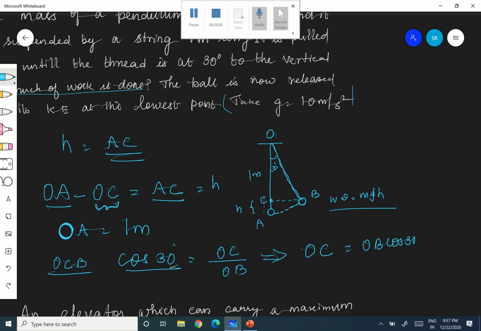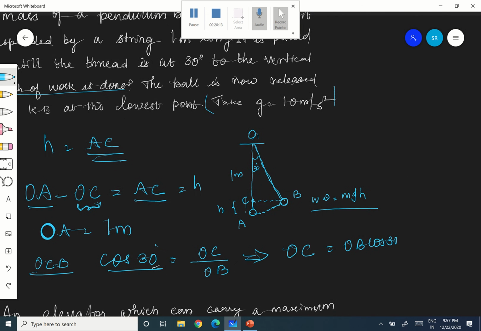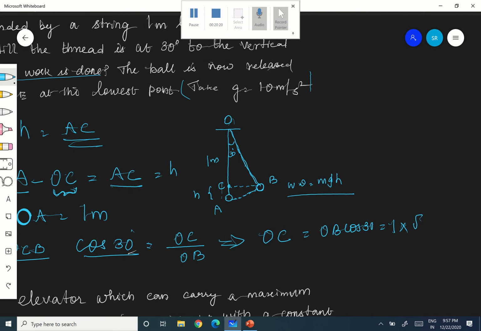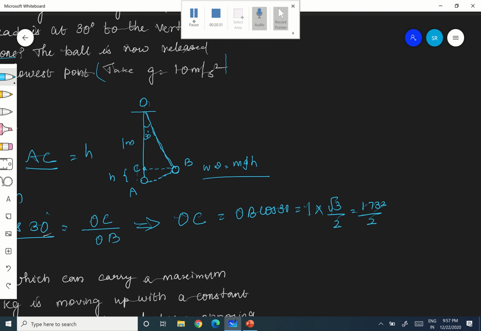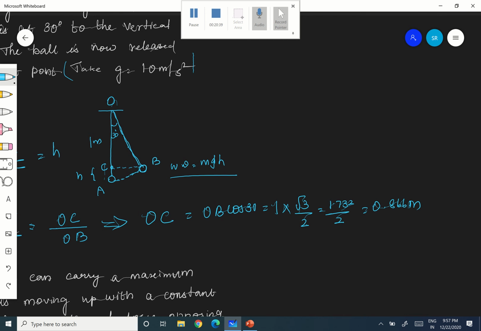What is OB? OB is once again nothing but 1, the same thread only. So 1 into cos 30. Cos 30 is nothing but root 3 by 2. Root 3 is 1.732, divided by 2. Therefore, you will be getting 0.866 meter. Therefore, I have an idea about OC.